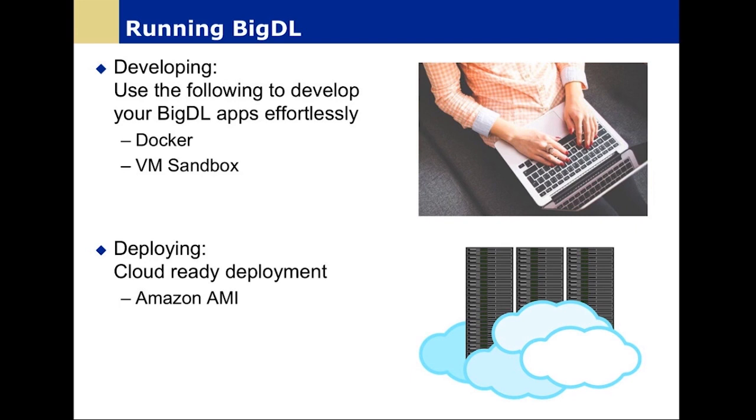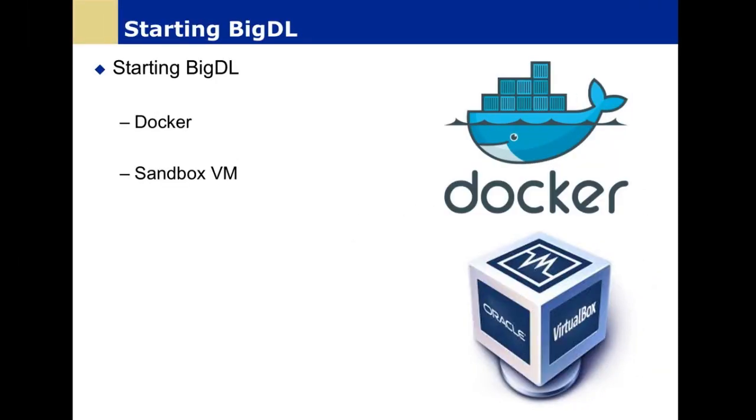We also additionally have a VM Sandbox that will be better for some users, and I'll explain the situations where that can be true as well. And also we have a deployable cloud-ready Amazon AMI ready for deployment in the cloud as well. So we have a lot of different options, and it's our goal that you should be able to immediately get going with BigDL. Let's talk about how to start BigDL from using the Docker container.